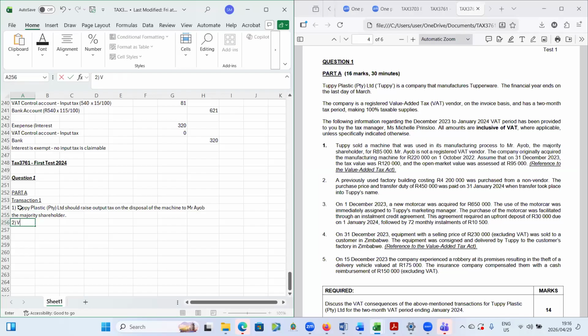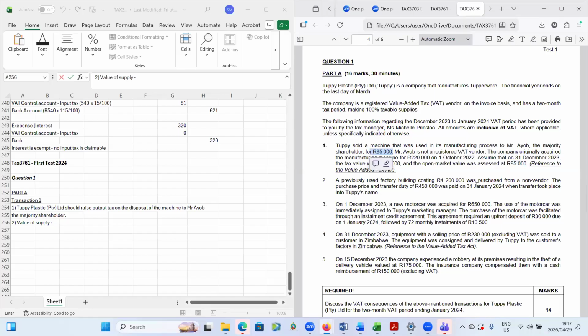We need to know the value of supply. What is the value of supply? Remember, what we are seeing here, the company sold the machine to Mr. Ayob for 85,000 rand, and the machine was originally acquired for 220,000 rand on 1 October 2022. Assume that on 31 December 2023, the tax value was 120,000 rand and the open market value was 95,000 rand. Which one would be the value of supply to be used? We're going to use the open market value of 95,000 rand.